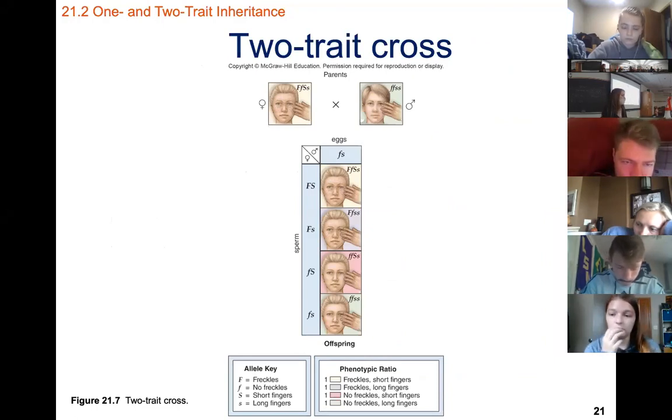All right, this is also another way to break it down. It's just to go row by row and then do that two-trait cross. This is from pages 459 and 460.